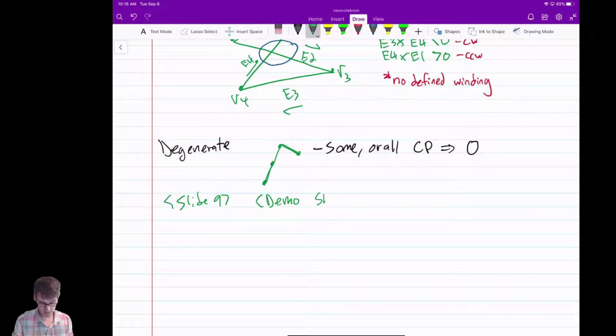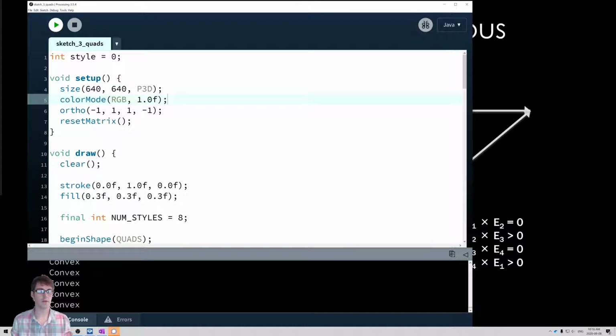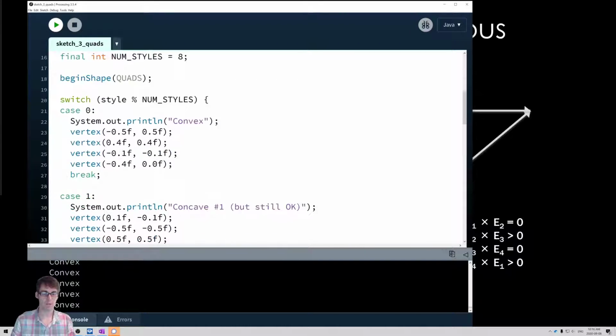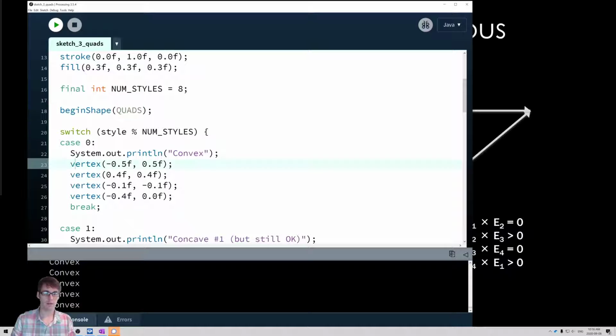I'm also going to give a demo now. Demo sketch 3. Okay, so let's bring that up. There we go. Let's take a quick look at this. I'm only going to show quads, and I'm going to draw a bunch of them with 4 vertices each. I'm going to print out at the bottom convex or concave or whatever, so you can see which ones we're printing.